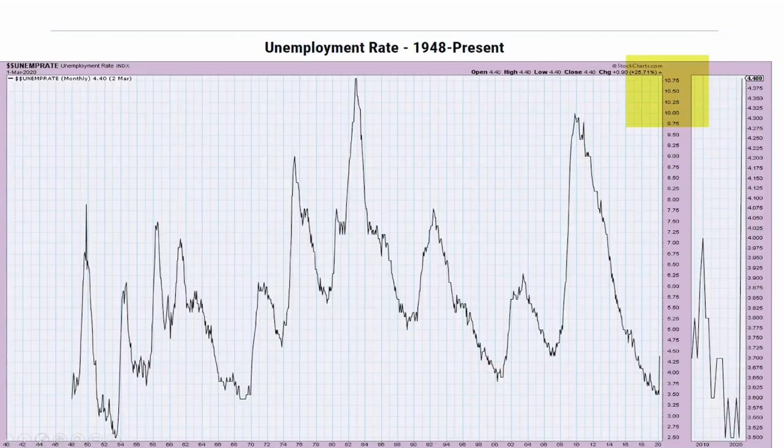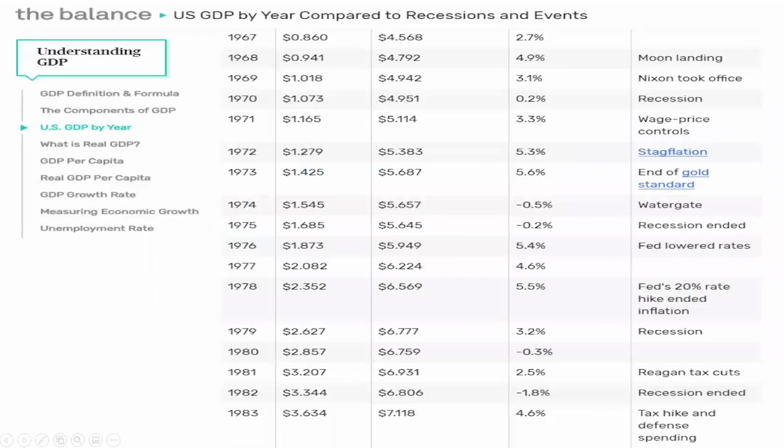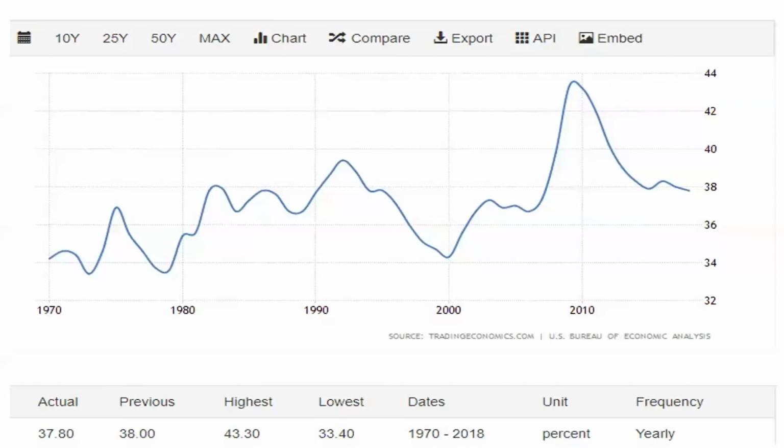Nothing exists at this point. Sorry, just switched charts accidentally. Nothing exists at this point because nothing has been made in terms of the government spending based on what's happening over the last month.